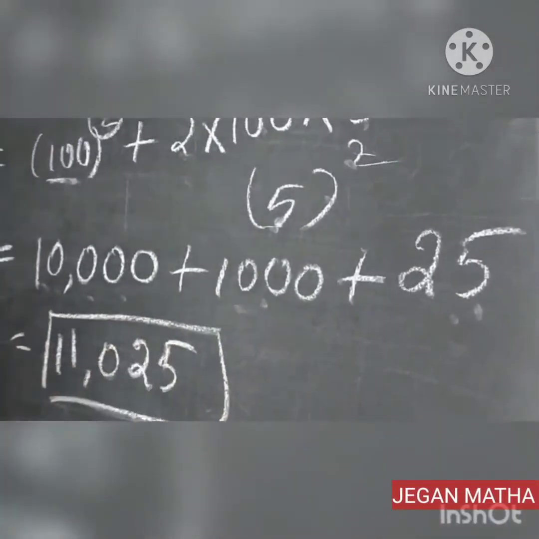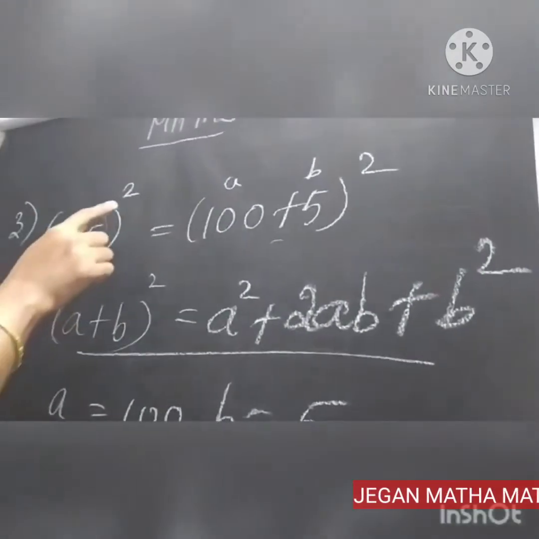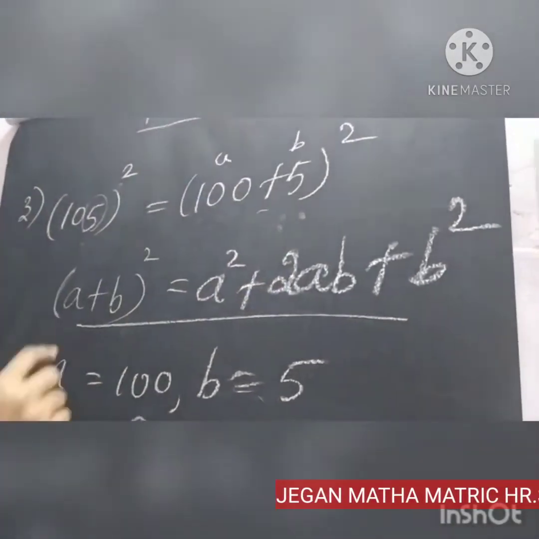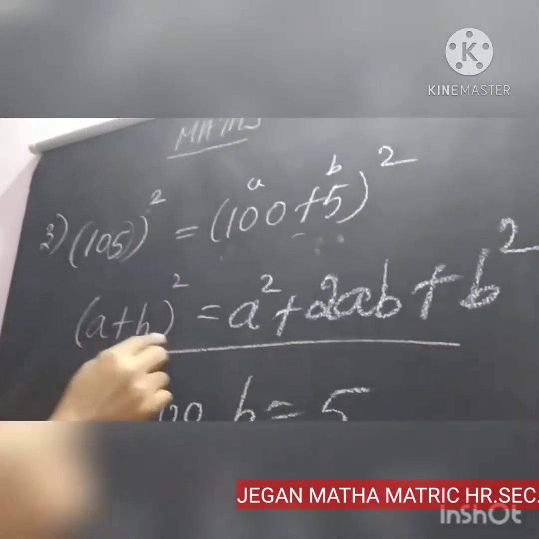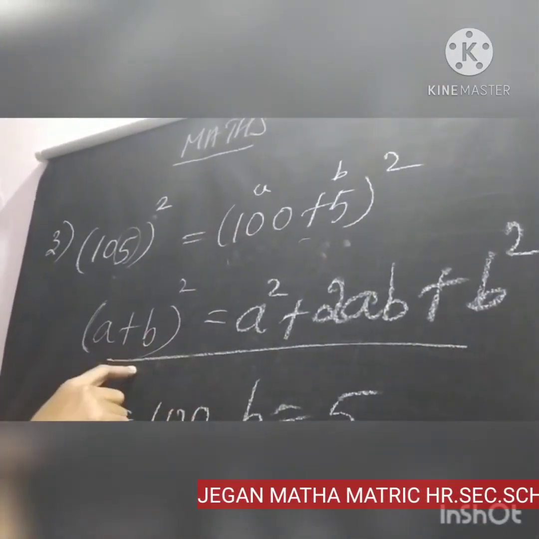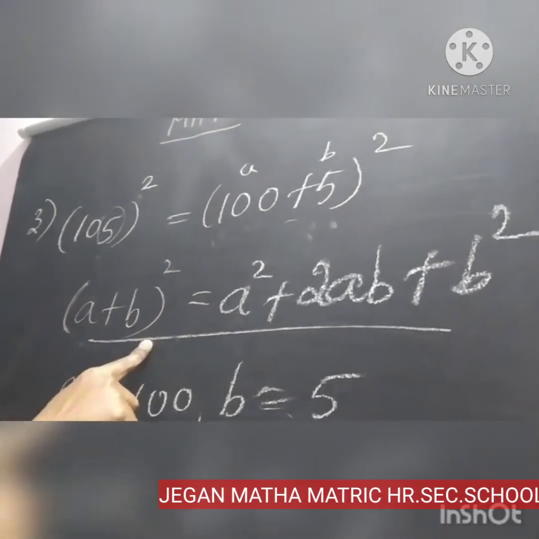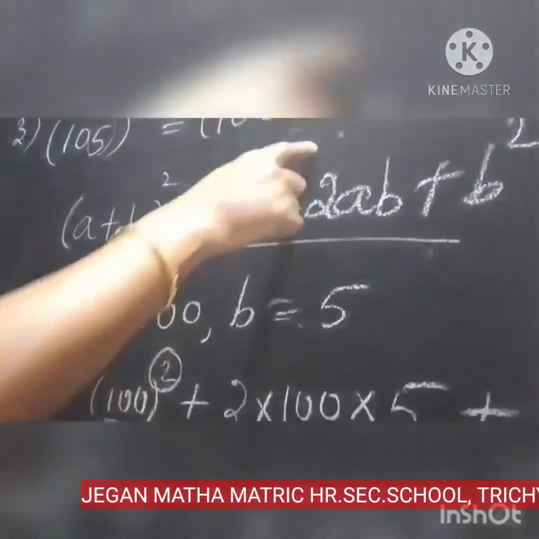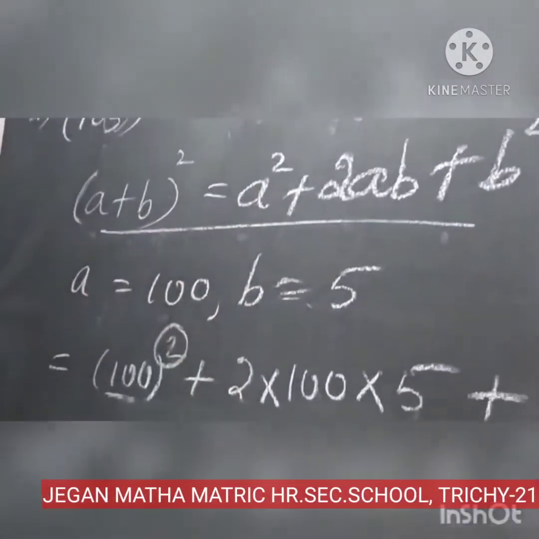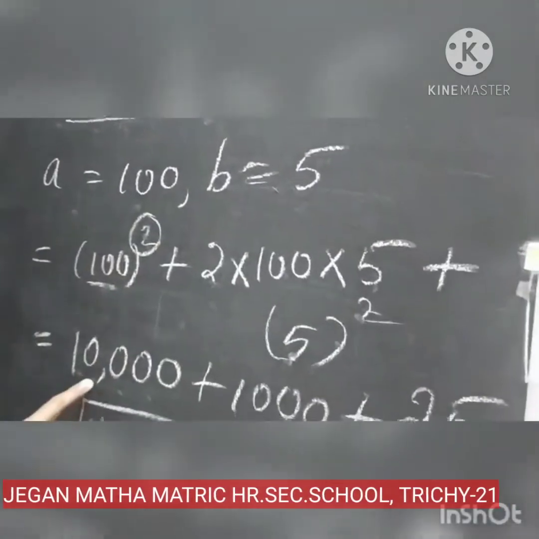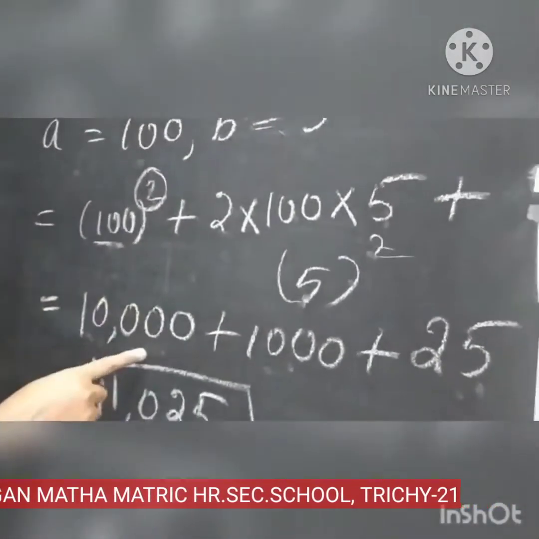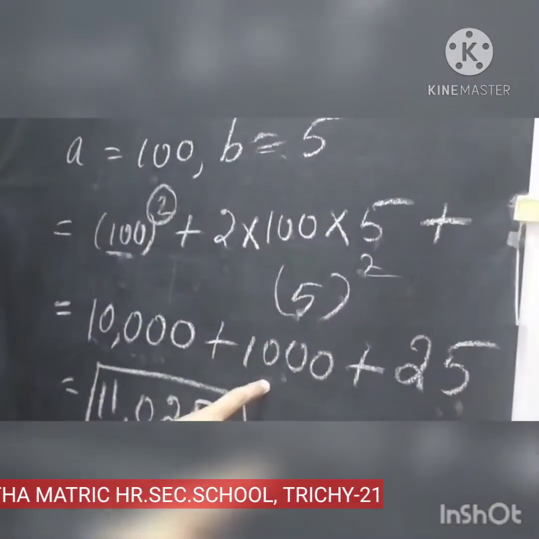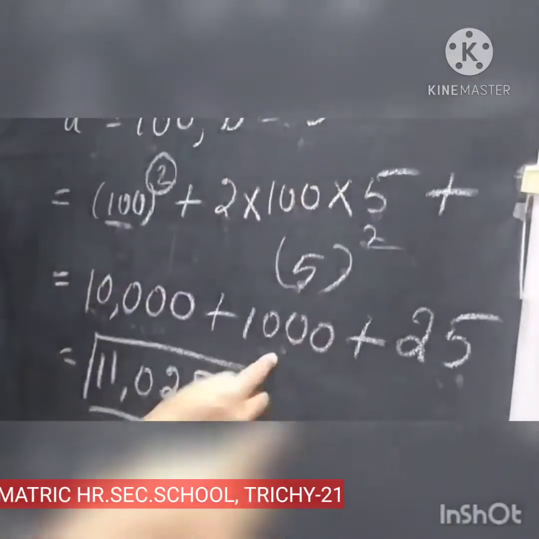Is it clear? Again I am telling, the given sum is 105 the whole square, so you have to split it as 100 plus 5. So you can find out which property, which identity you can use. The a plus b the whole square formula you can use: a squared plus 2ab plus b squared. Here instead of a is 100, instead of b is 5, so you can apply the values here. So 100 squared is 10,000, 100 into 100, value 10,000. Here 2ab, 2 into 100 into 5, so 2 5s are 10, 10 into 100 is 1000.